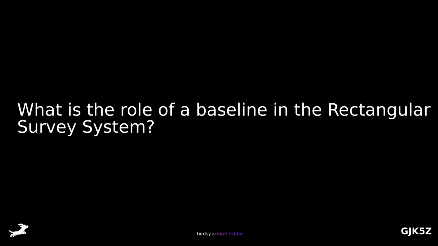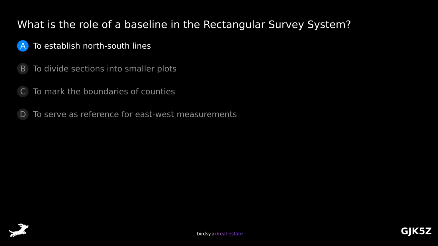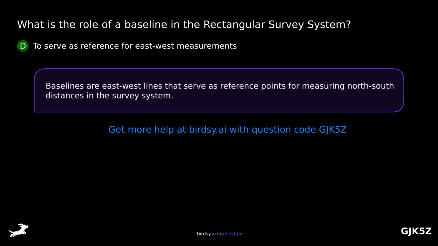What is the role of a baseline in the rectangular survey system? Is it A, to establish north-south lines? B, to divide sections into smaller plots? C, to mark the boundaries of counties? Or D, to serve as reference for east-west measurements? The answer is D, to serve as reference for east-west measurements. Baselines are east-west lines that serve as reference points for measuring north-south distances in the survey system.